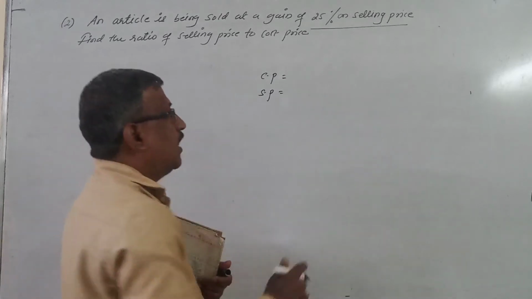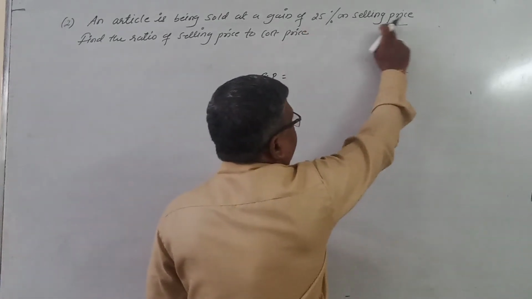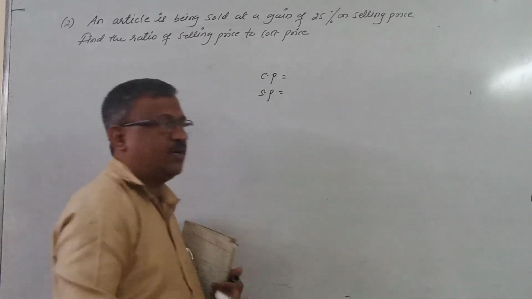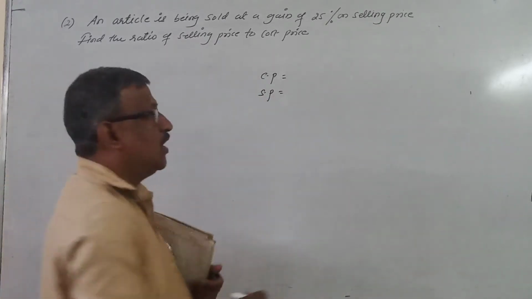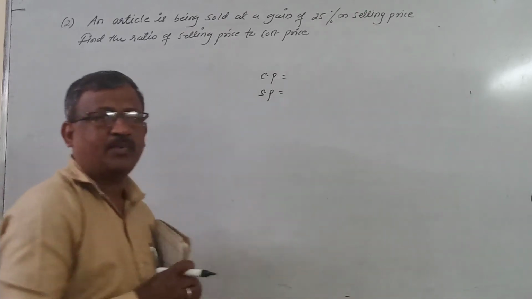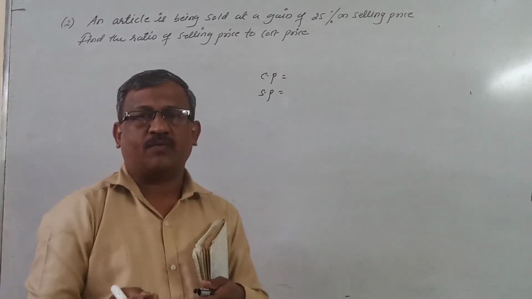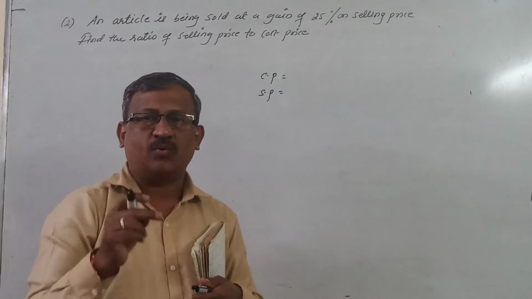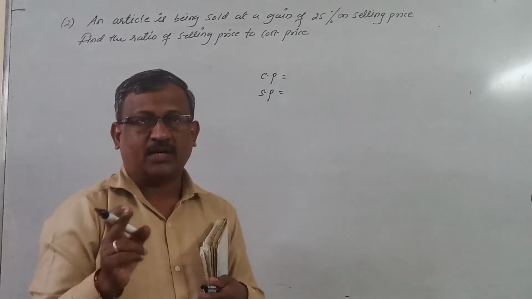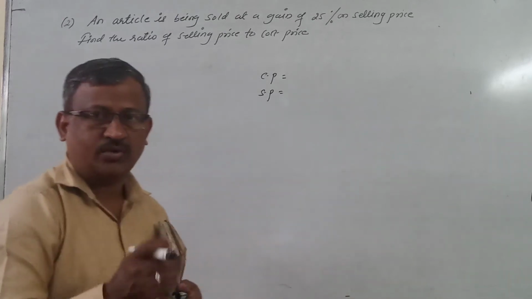To decide that, I told you always to see the percentage of profit. See, the percentage of profit is given on which price, whether it is on cost price or on selling price. So here clearly they have stated you want 25% profit on which price? Selling price. So whenever the percentage of profit is given on selling price, you have to assume your selling price as 100 and not cost as 100. At that time we cannot assume cost price as 100, so it goes wrong.